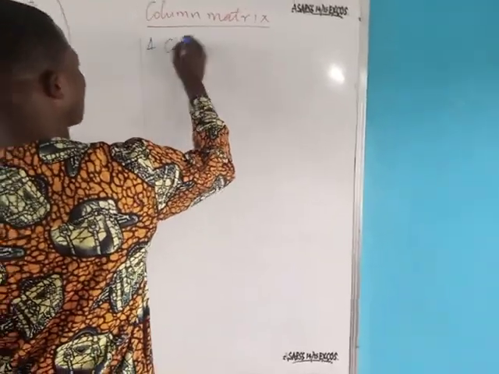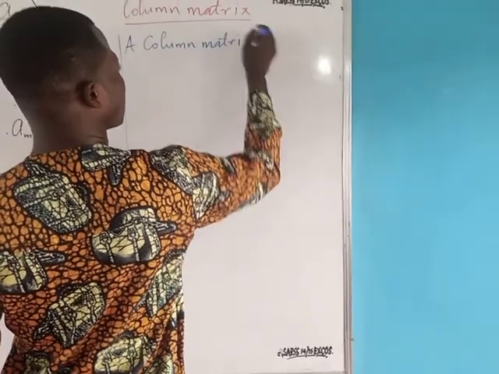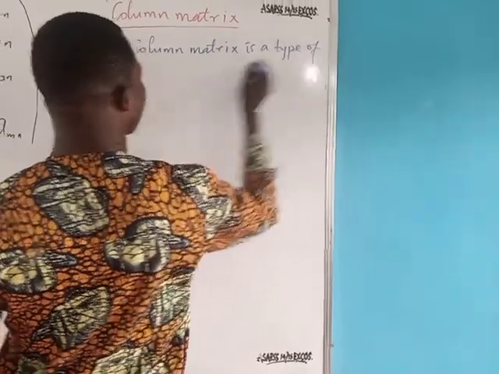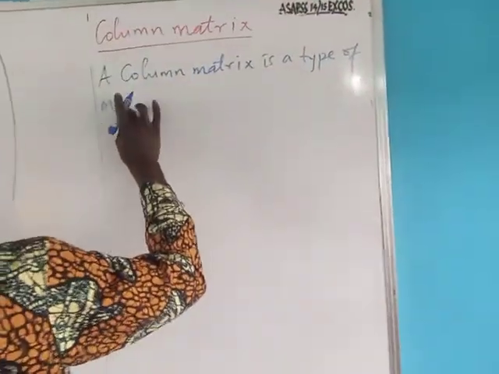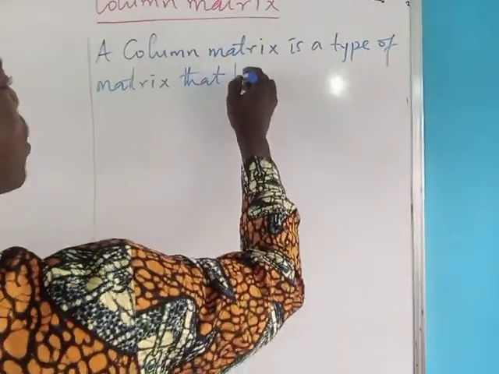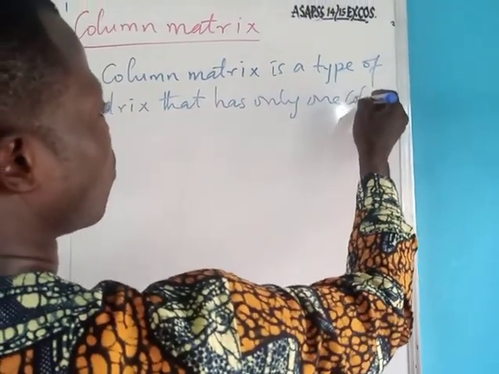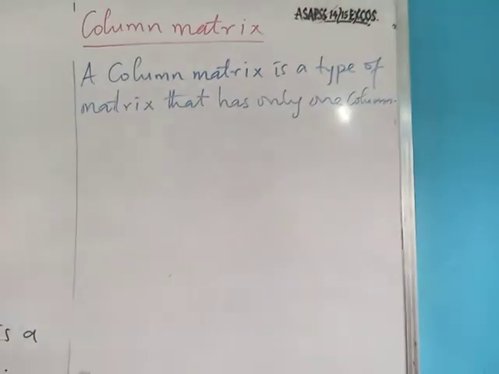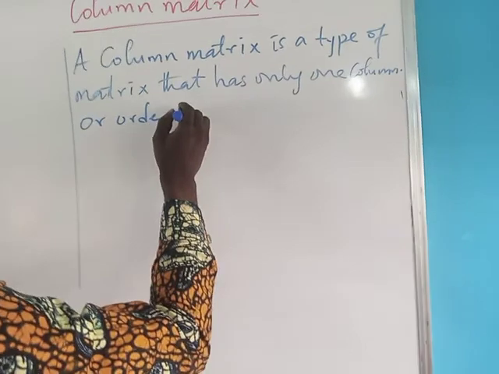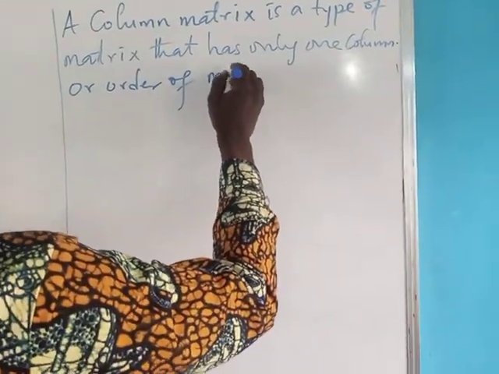A column matrix is a type of matrix that has only one column or order m by 1.